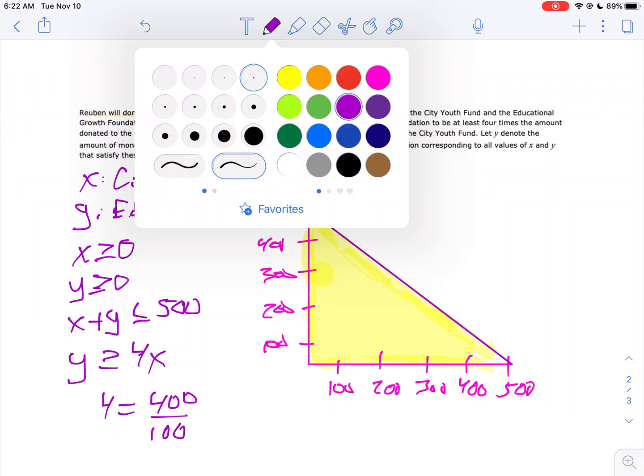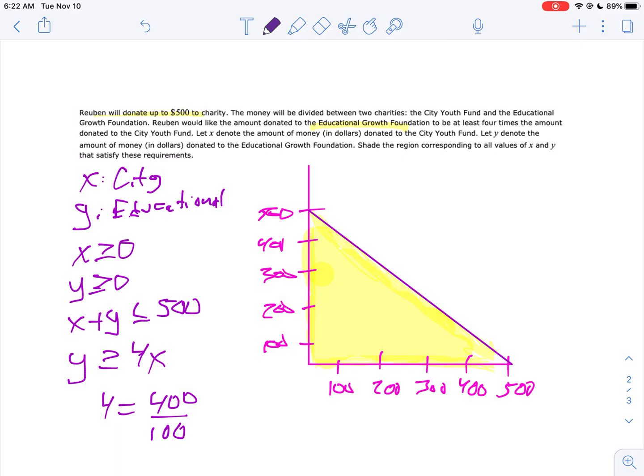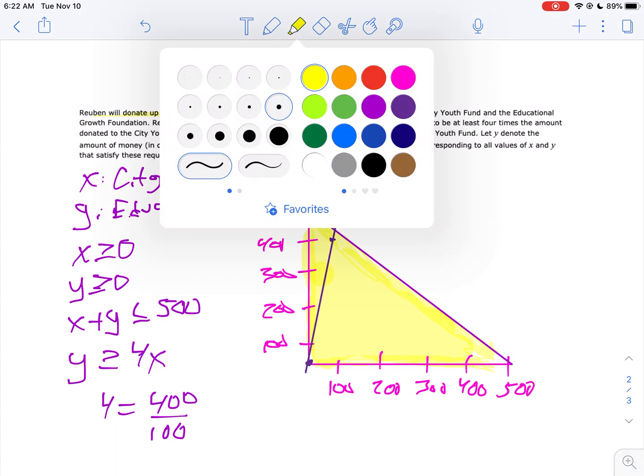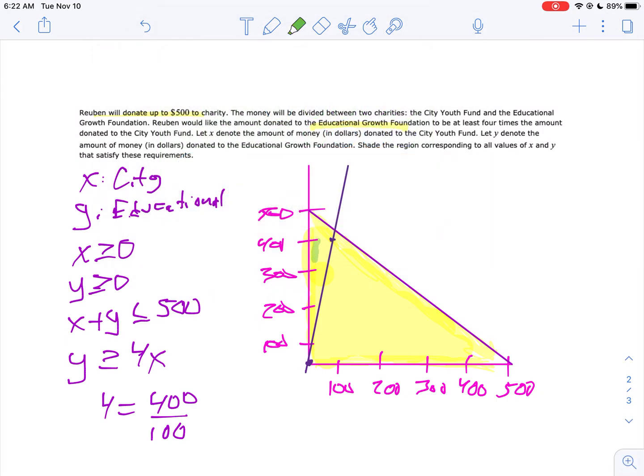I'm going to change colors here. So I'm going to start at 0. I'm going to go up 400 and over 100. And there is that graph. And I want that to be greater than, so I'm going to shade the part that is greater than on this one. So it's going to be this region right here is what you should have shaded in.